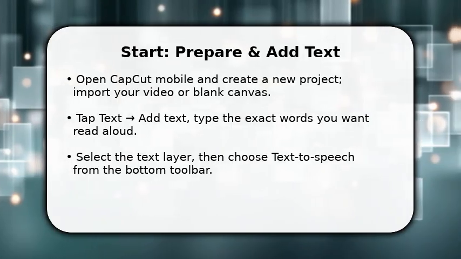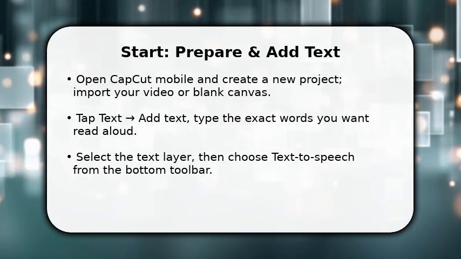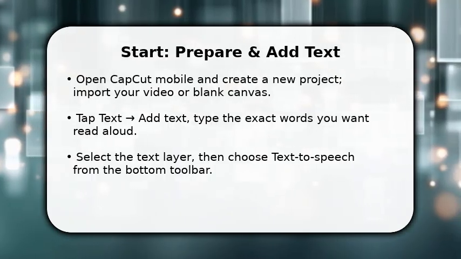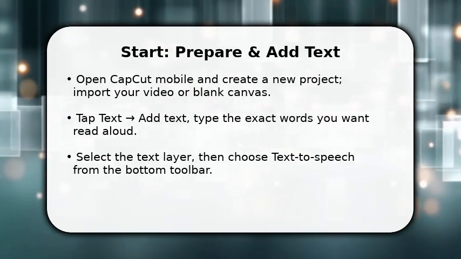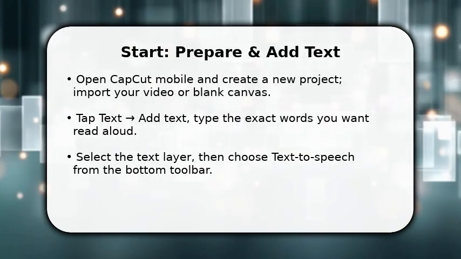Once the text is selected, choose text-to-speech from the toolbar. This converts the on-screen string directly to audio. Make sure you preview the text for typos before generating, because the TTS will read exactly what you typed.